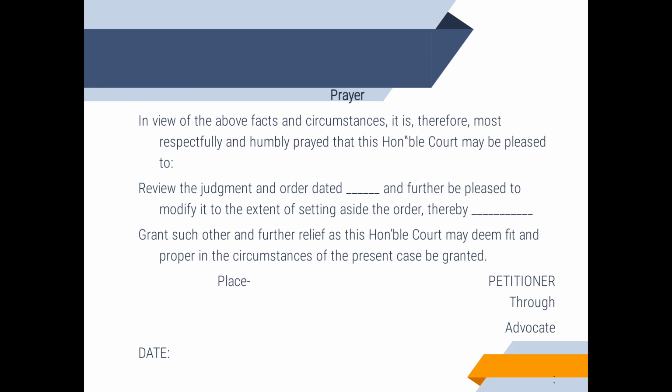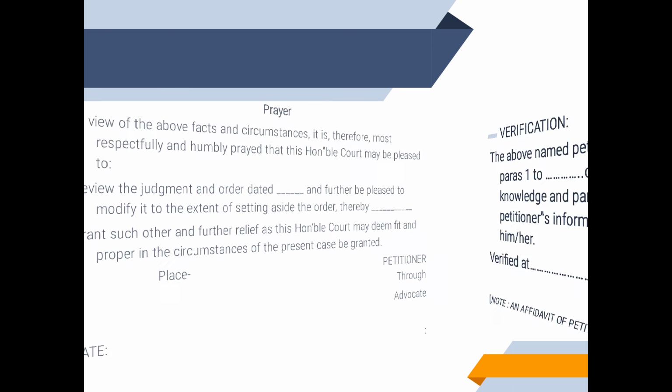So here in the prayer, you can not only ask the court to review the judgment and set aside that order, but also pass any other appropriate order or judgment which you were seeking in that previous case. You may claim those things in this prayer as well. And last, there will be place, date, petitioner's signature, and if it is through an advocate, then the signature of the advocate should also be mentioned.